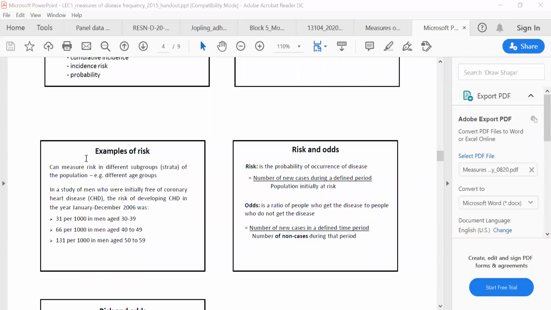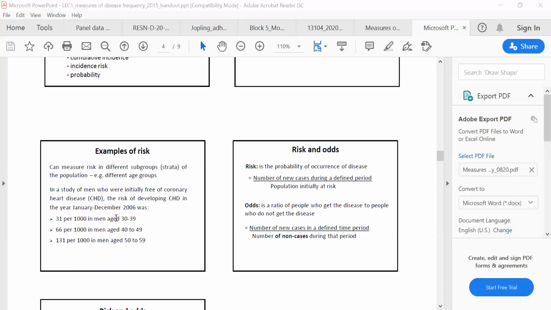What are the examples of... these are just two examples. You can measure risk in different subgroups or strata of population, for example, different age groups. In the same example, you can look at the risk for men aged between 30 to 39, 40 to 49, and 50 to 59. So in this example, you see the risk of getting coronary heart disease is increasing.